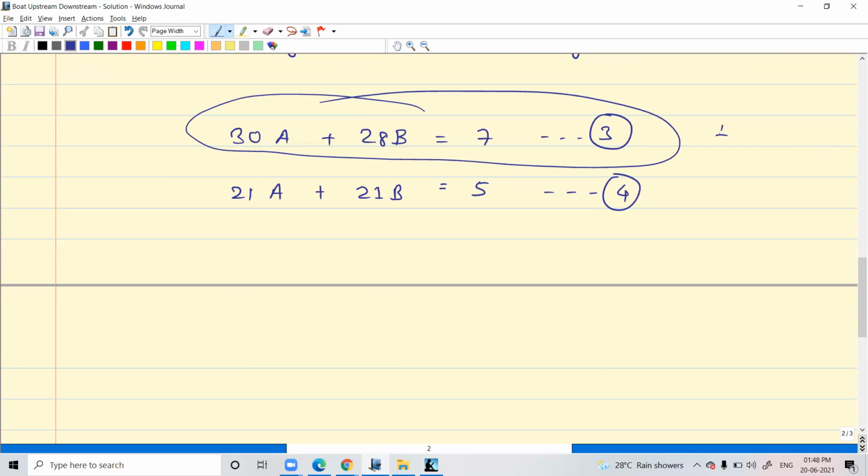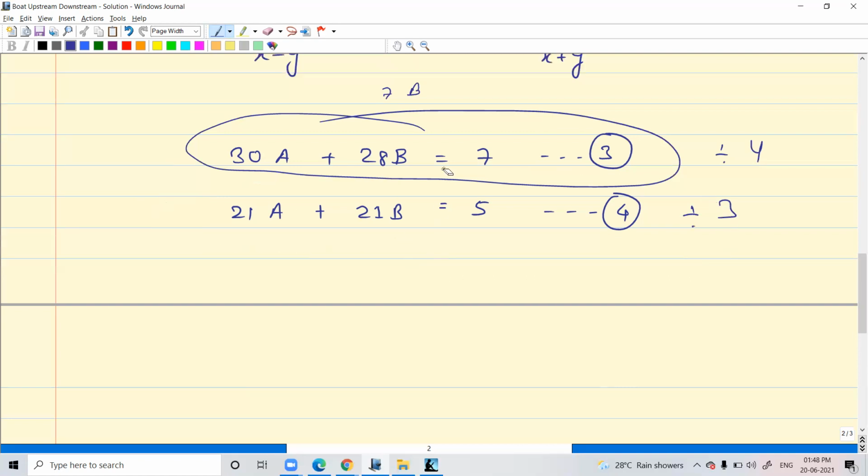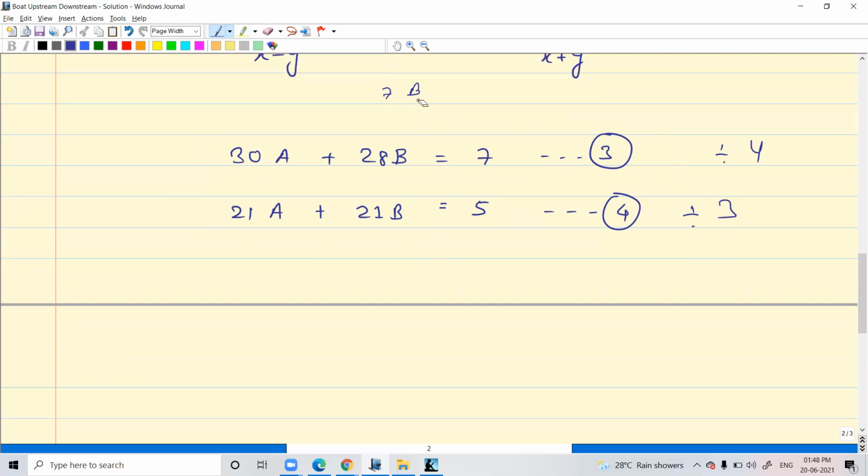So if I divide it by 4, what will happen? 28 divided by 4 will become 7B. And this fourth equation, I will divide it by 3. So this will also become 7B. Divide the third equation by 4, and divide the fourth equation by 3.